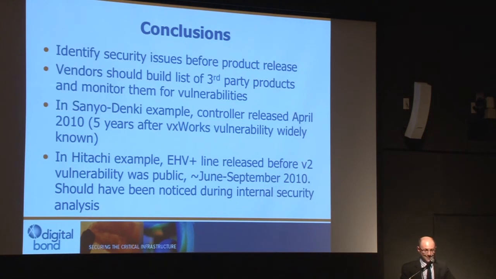In the Hitachi example, yes, the EHV Plus line was released before the CoDeSys vulnerability was known about. I think the EHV Plus line was released around June of 2010. But this really should have been noticed during internal testing. It should have been some developer or security tester looking at this protocol and saying, why are we not doing any authentication?